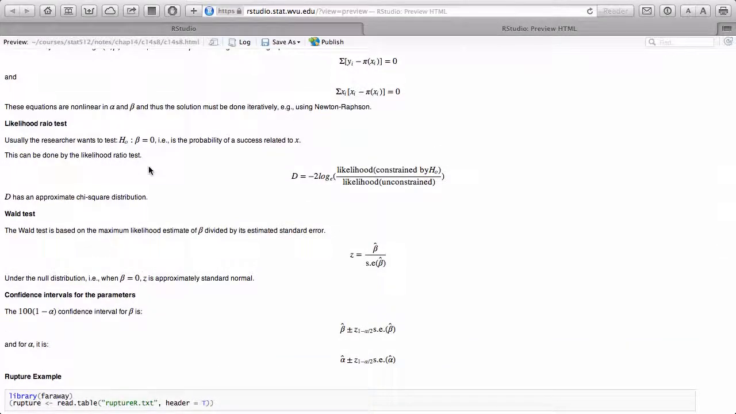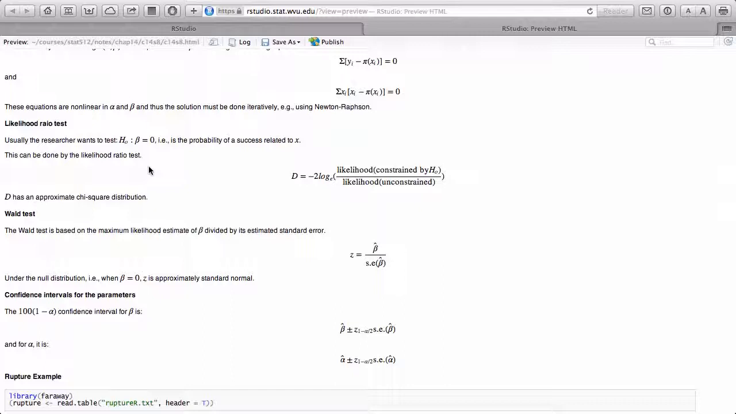Now, what are we interested in testing? We'd be testing that beta equals 0. That would be the main thing. Is there a relationship with size? If beta equals 0, no, there's no relationship with size. It doesn't depend on the size. So we're interested in testing, just like we were for linear regression, that beta equals 0. So how do we test it?